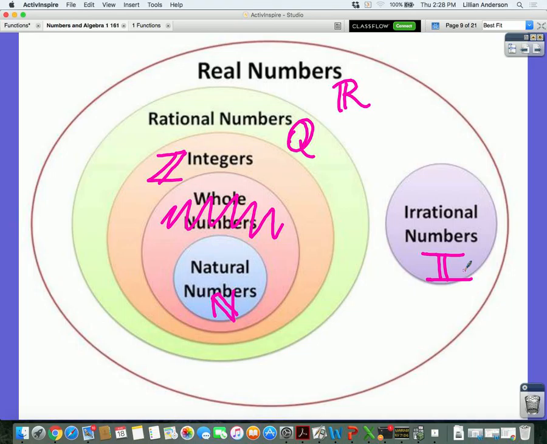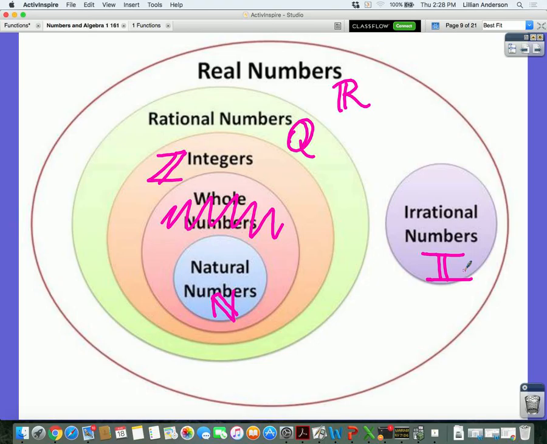Because if a number is natural, it's also an integer, it's also a rational number, it's also a real number, because it's inside of all of these other sets. If a number is rational, then you also know that it's real. And so on and so forth.